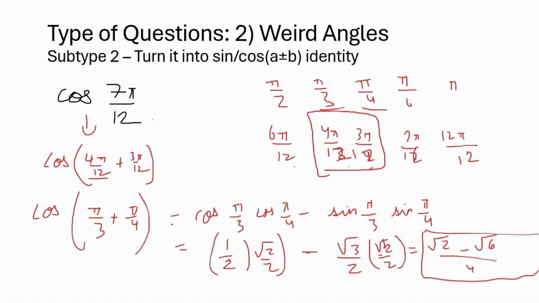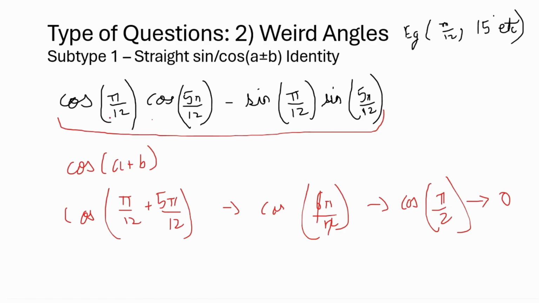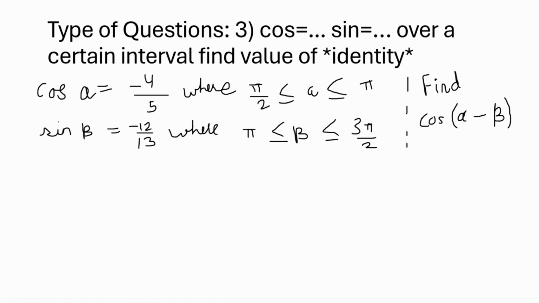That's how you figure out angles that you don't really know. You turn them into angles that you already know, so it's in a straight up identity form. That's super easy. The third type of question is they give you a cos value and a sine value over a certain interval, and you have to find the value of a certain identity.